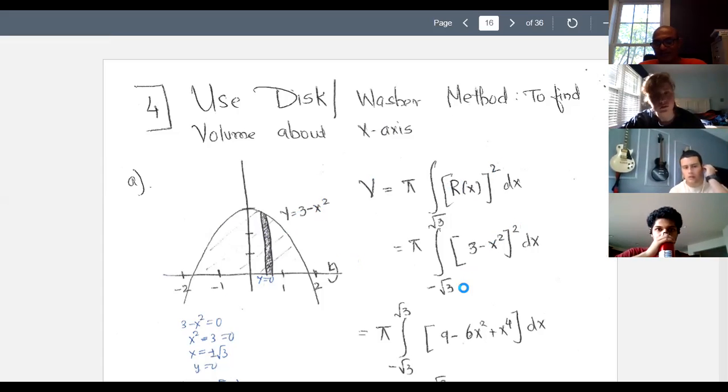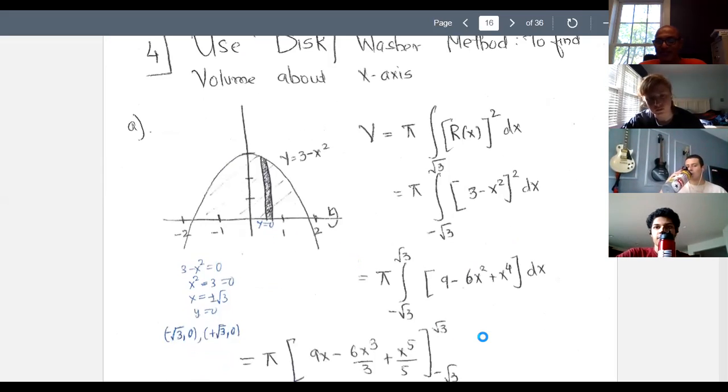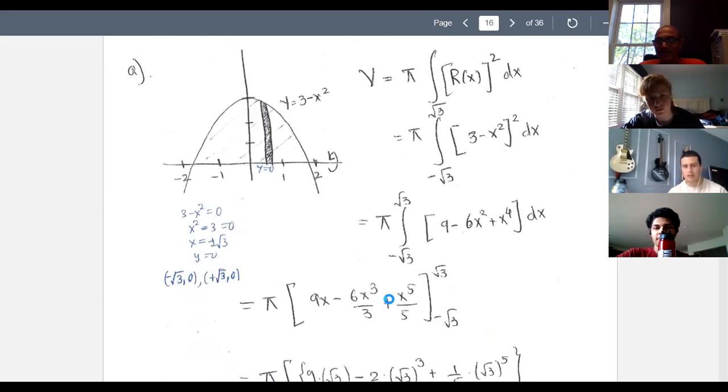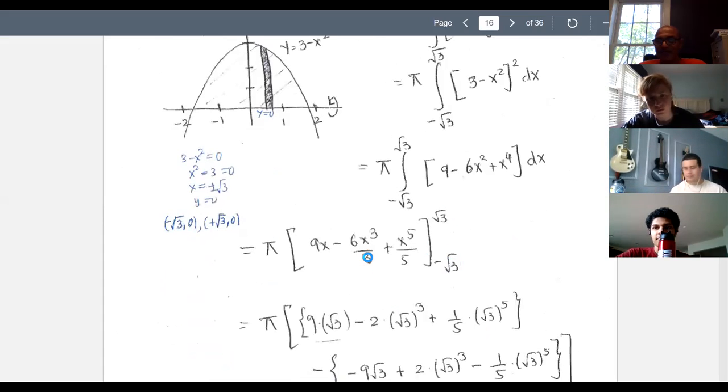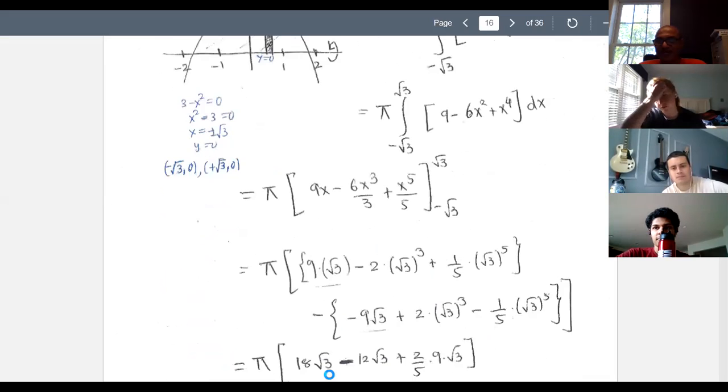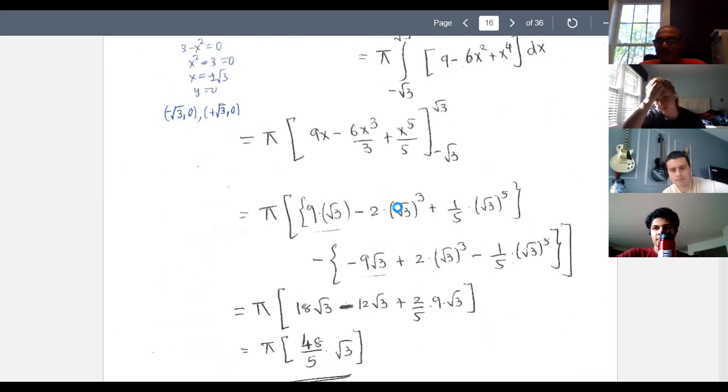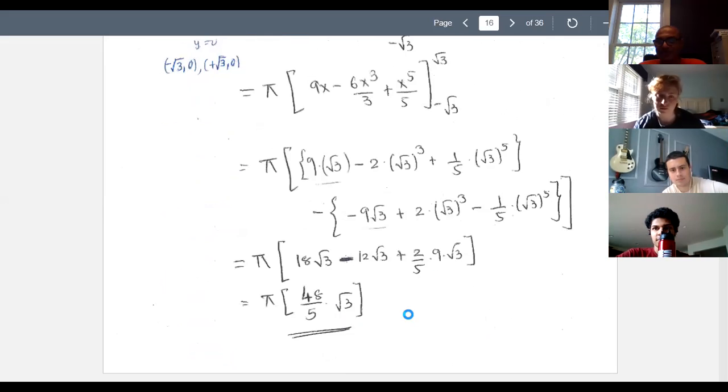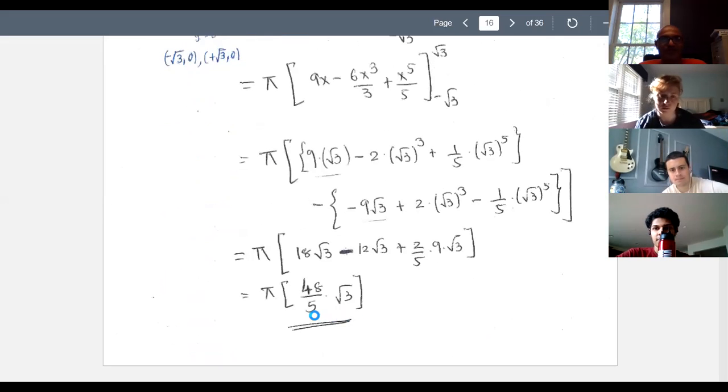So the square is there. If whole square, perfect square, term by term integration, and pi comes out. Second fundamental theorem of calculus, replace your x by √3, then x by negative √3, in between a negative sign. That's what I did over here. Simplify this one. If you simplify, you're going to get this answer, and that is your volume. Does it make sense? Yes, sir. Any doubt, guys, so far? No, sir.